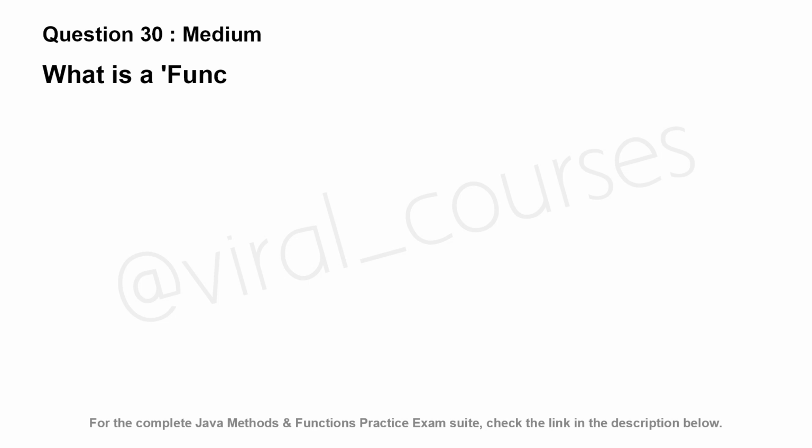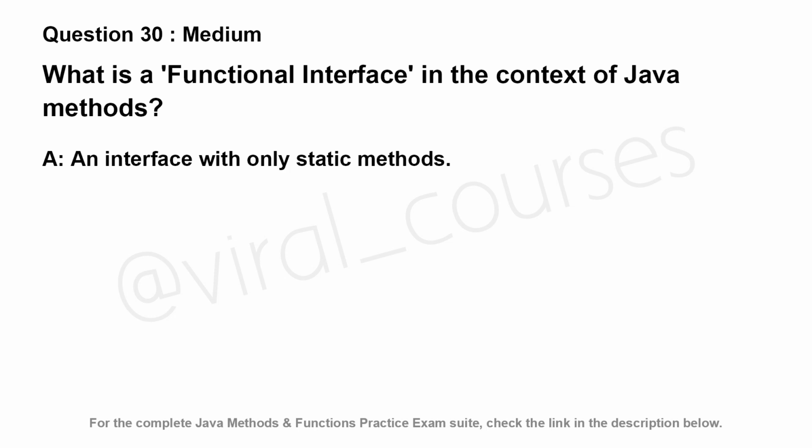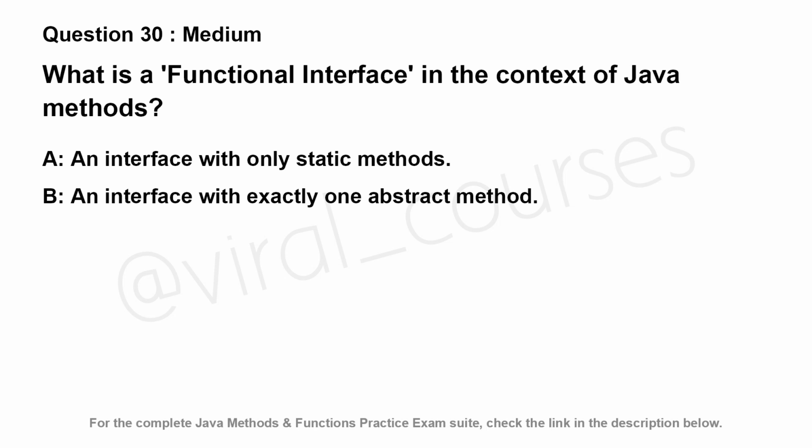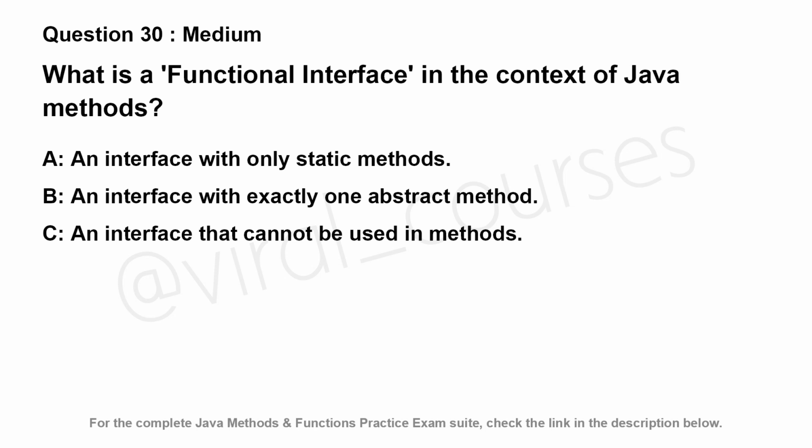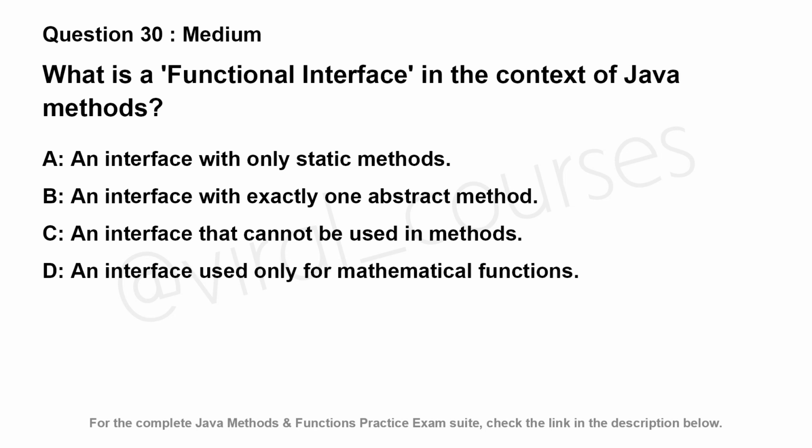What is a functional interface in the context of Java methods? Option A, an interface with only static methods. Option B, an interface with exactly one abstract method. Option C, an interface that cannot be used in methods. Option D. An interface used only for mathematical functions.